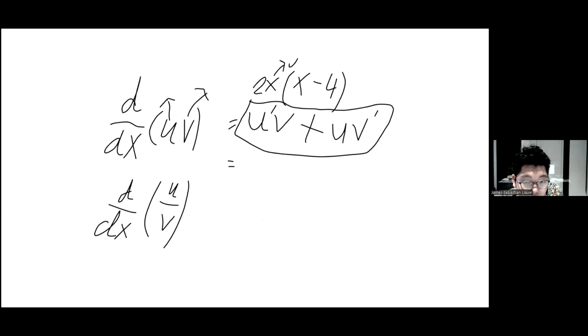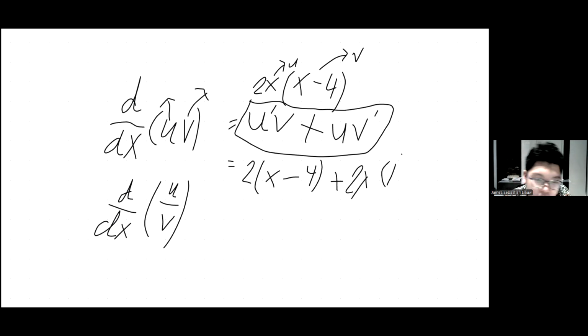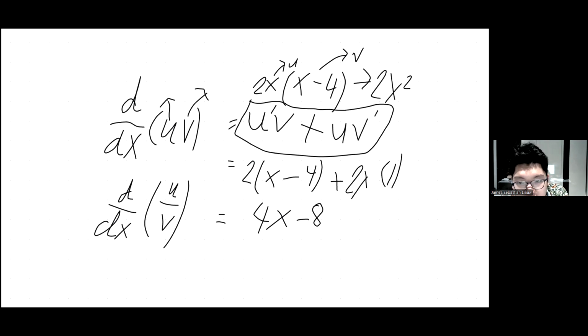In this example right here, let's say this is our U and this is our V. U prime is 2, V is simply x minus 4, just bring it down. And then our U now is 2x and our V prime is 1. By opening all the brackets and everything, you will get 4x minus 8 plus 2x squared minus 8x... it matches, right? Okay.